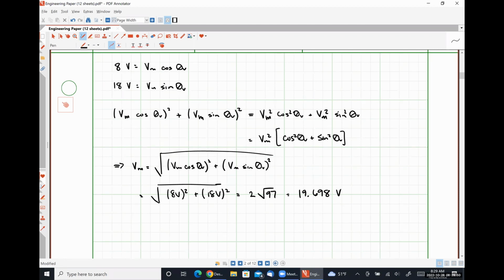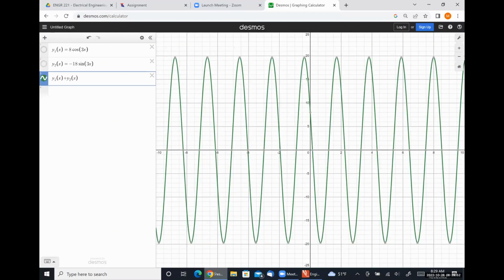I'm going to pop back over to Desmos real quick. What's the peak value of this sinusoid, if you can read the graph? Almost 20. So 19.6 and change seems pretty legit. Okay.